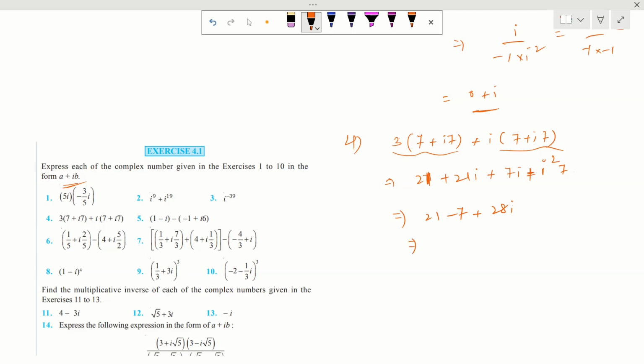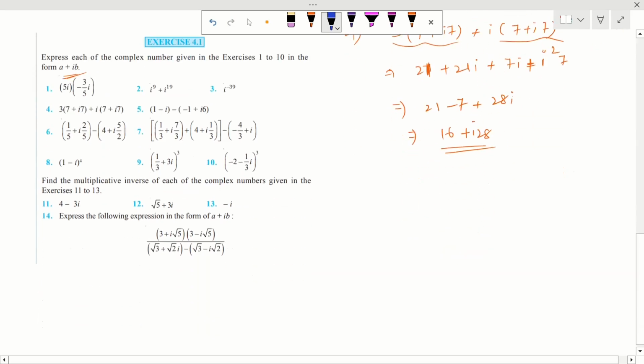Right? So 21 minus 7 is what? It is 14. So 14 plus 28i is the solution for this. Otherwise we can write it as 14 plus i 28. Now come to the fifth one. So the fifth one is given.